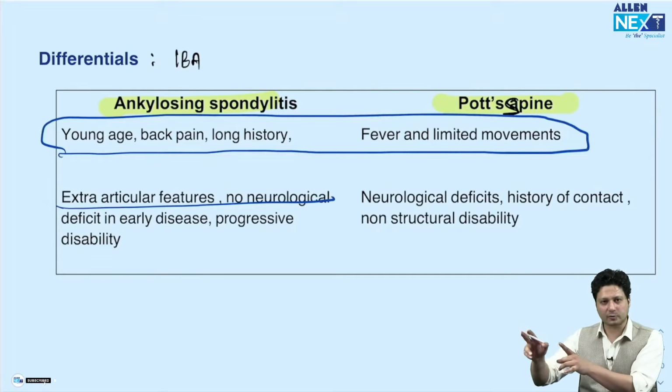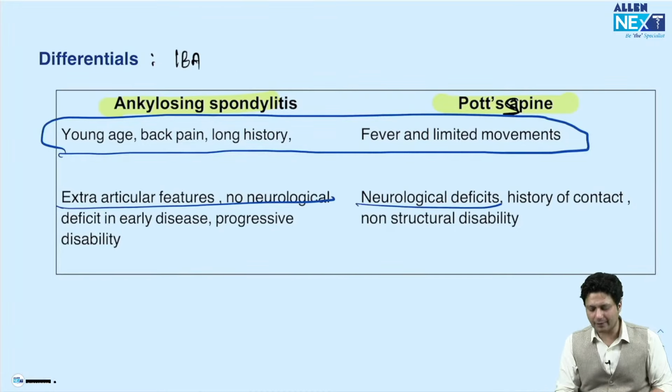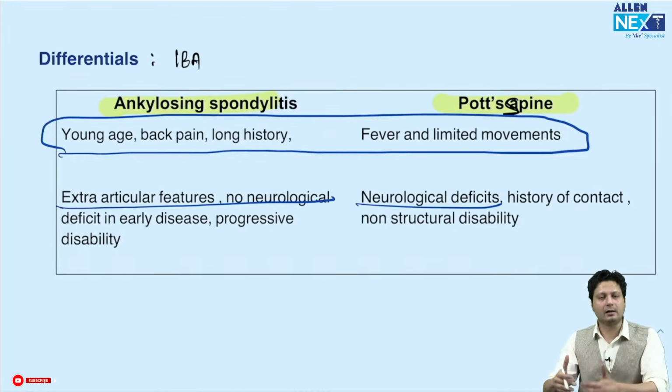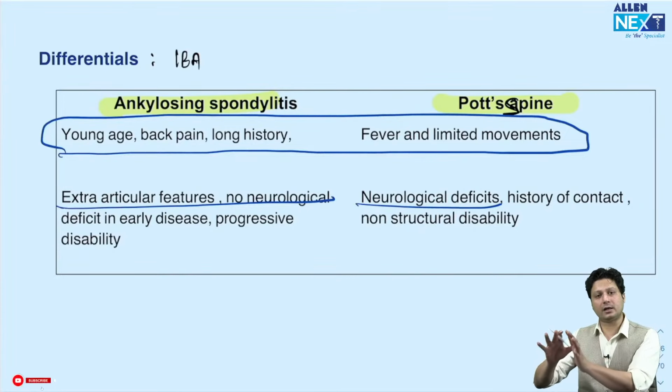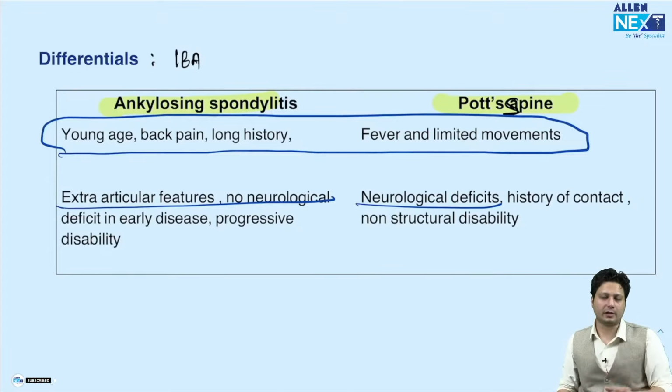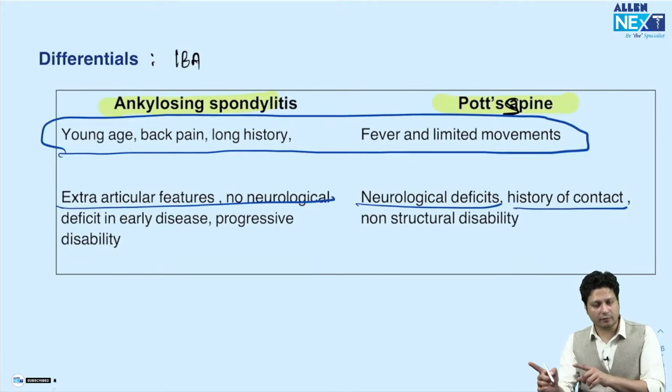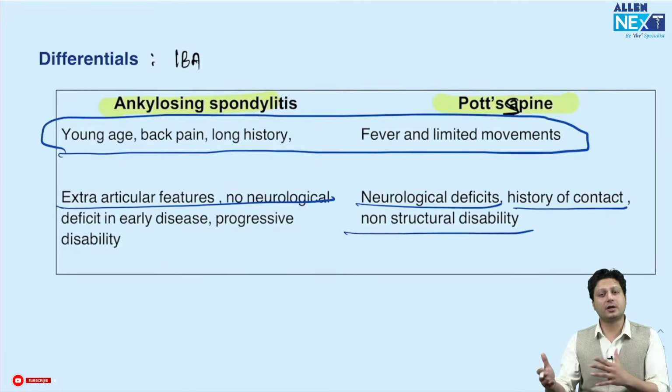But in case of Pott's spine, what is happening? Neurological deficits are going to be there in earlier phases of the disease. Why? Because if there is collection of abscess, it will result in compression of the spinal cord and it might result in upper motor or lower motor neuron type of palsy. There is a history of contact in case of Pott's spine and non-structural disability.